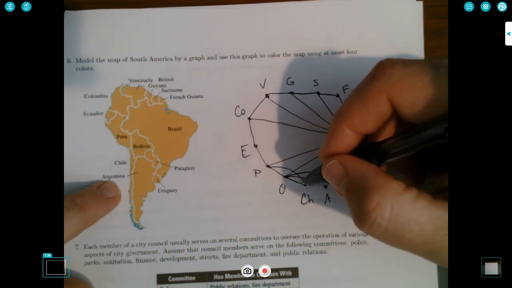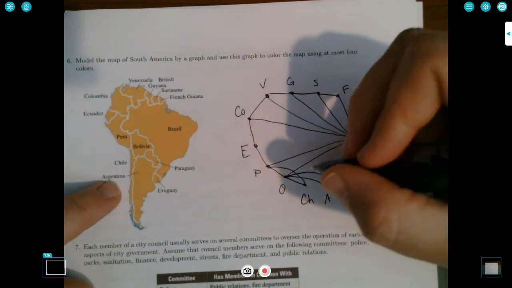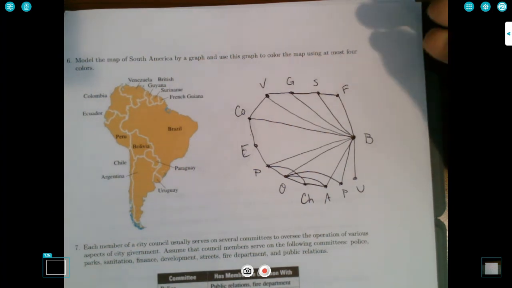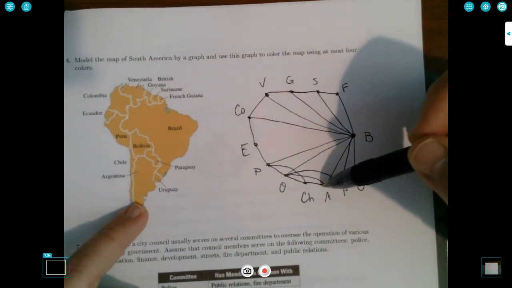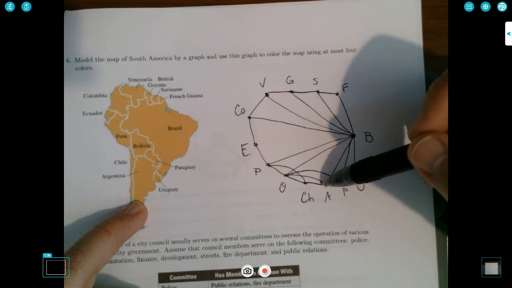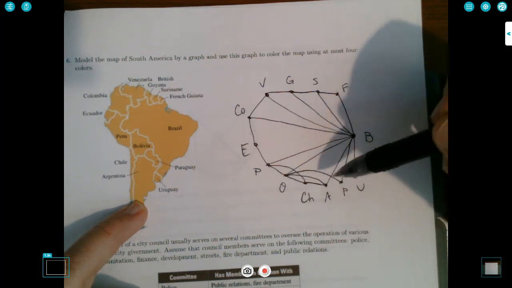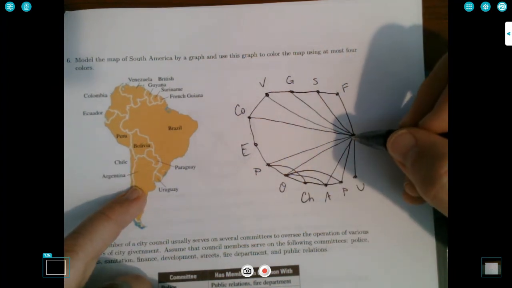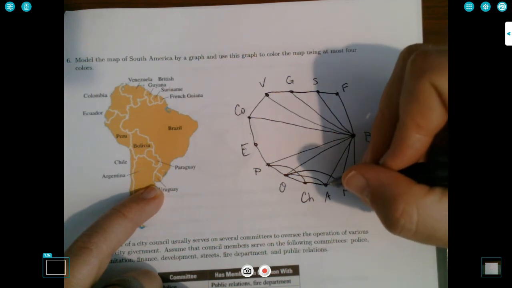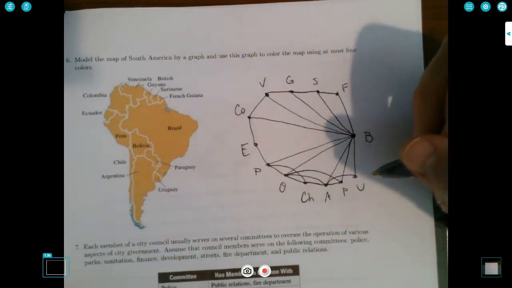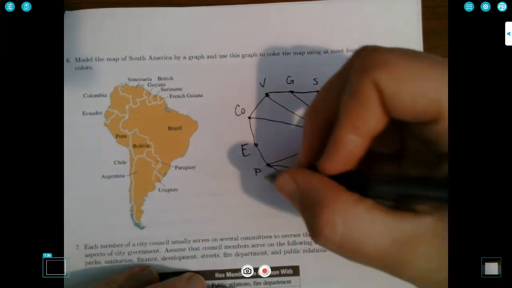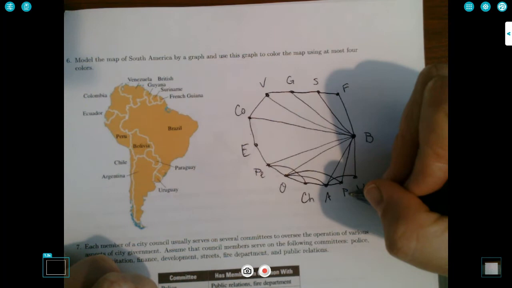Bolivia and Argentina. Argentina has borders with Chile, Bolivia, Paraguay, Brazil, and Uruguay. Oh, and I used Paraguay. I used P twice. So Peru.